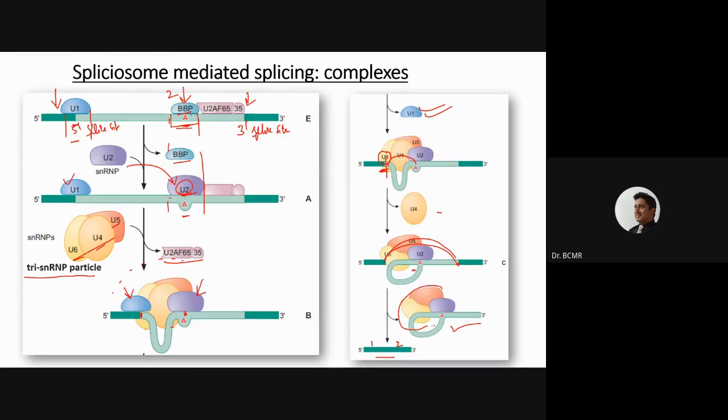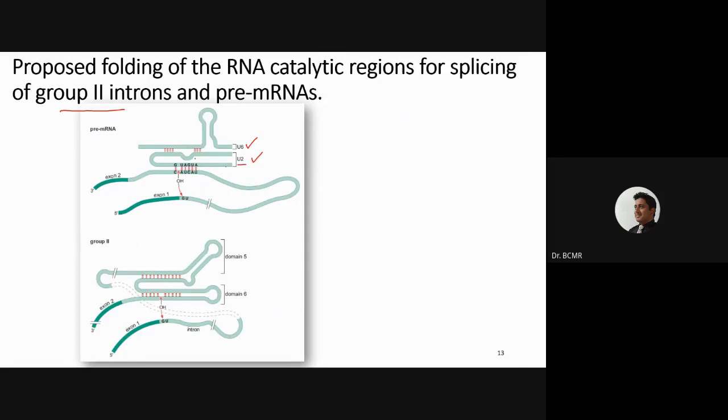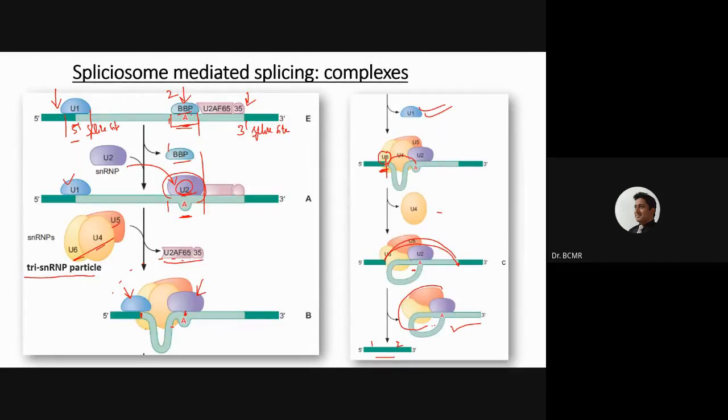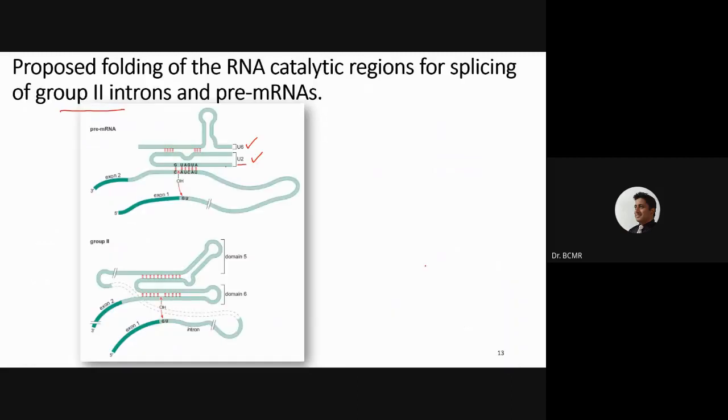Whereas U2 is here binding to the branch point after BBP. And then we also have U6 that interacts with this region. So what I'm intending to say is these are separate components in spliceosome mediated splicing, whereas group 2 introns are self-splicing. They do not require any additional components. Everything that is required is within itself.